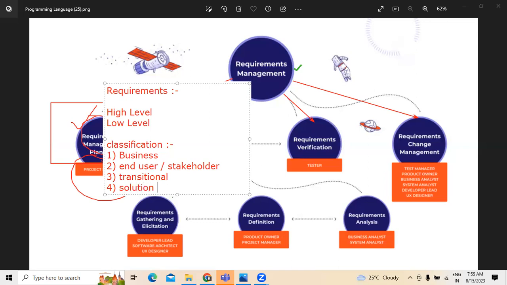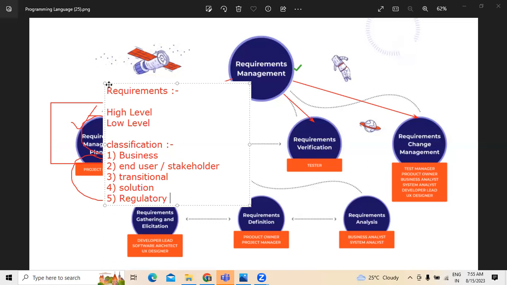Next, solution requirements means whatever features, functional and non-functional requirements we have identified to develop; those all come under solution requirements. Last but not least is called regulatory requirements. Regulatory requirements means what kind of compliance standards, policies and procedures we have to follow. All these things come under regulatory requirements.